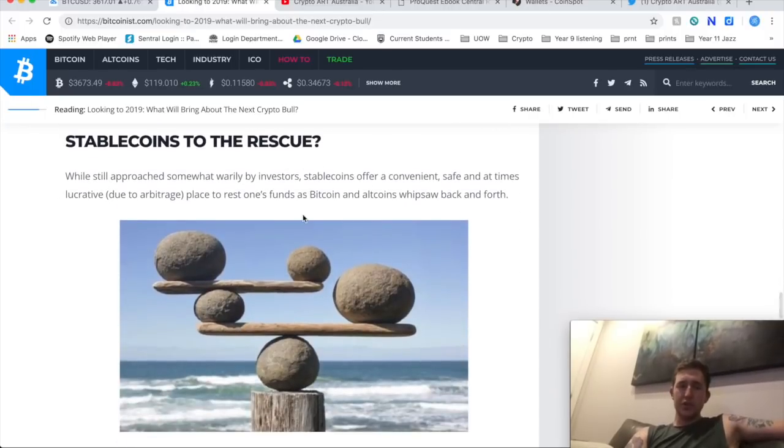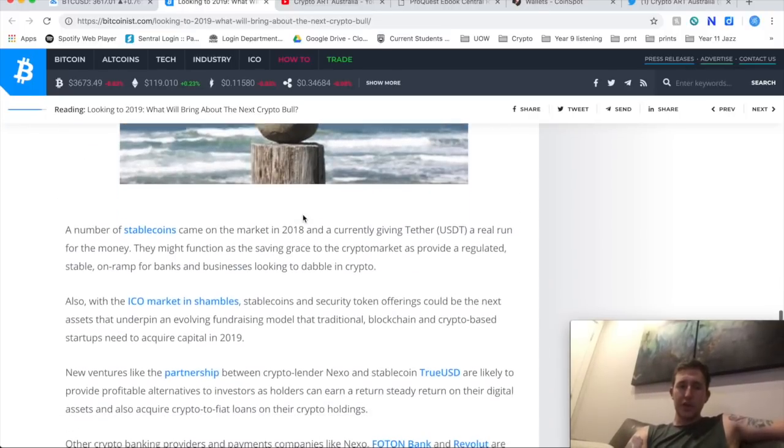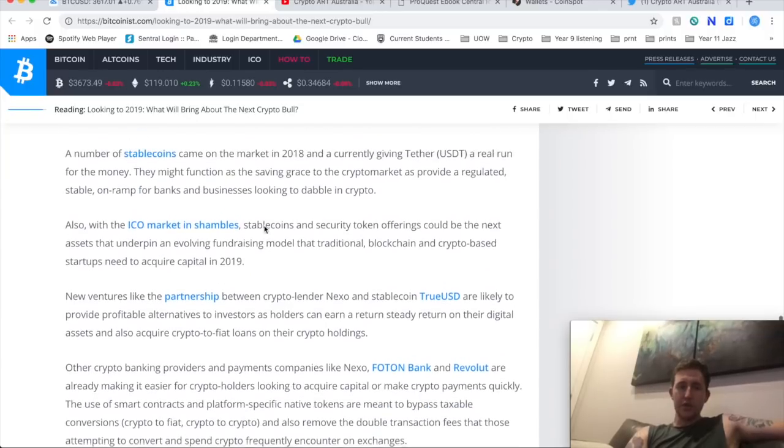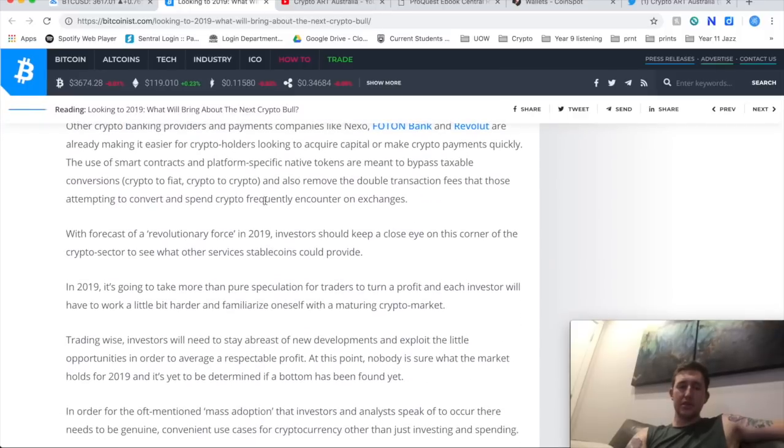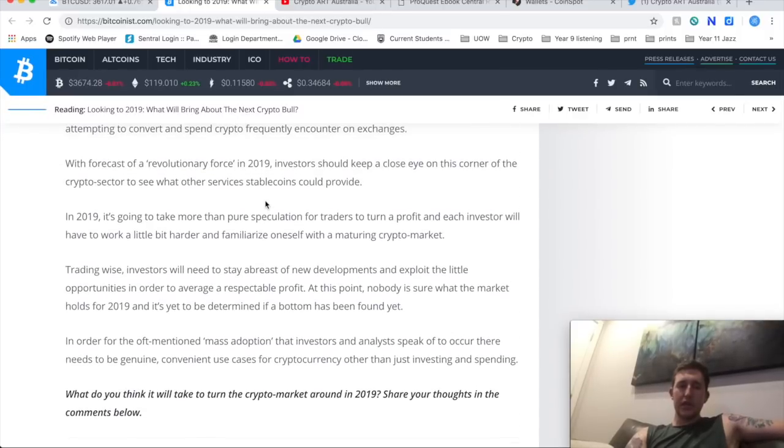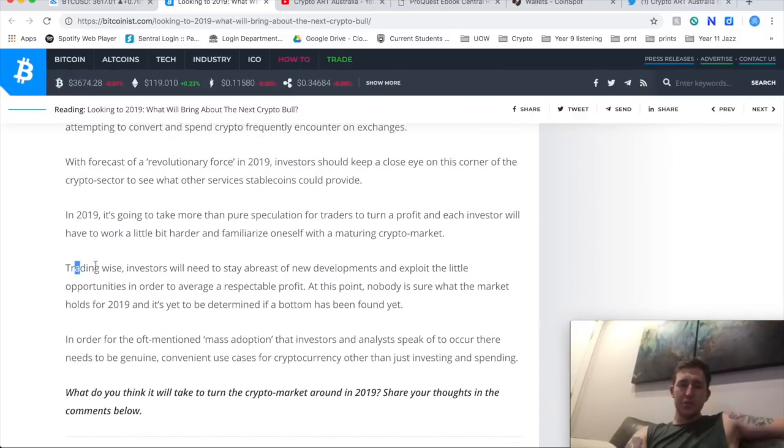Stable coins to the rescue. There's been talk a little bit about stable coins because of the shambles with the ICO market and the crackdown that the SEC has had on the ICO market. So that's another thing to take into account. And it says down the bottom here, trading-wise, investors will need to stay abreast of new developments and exploit the little opportunities in order to average a respectable profit.